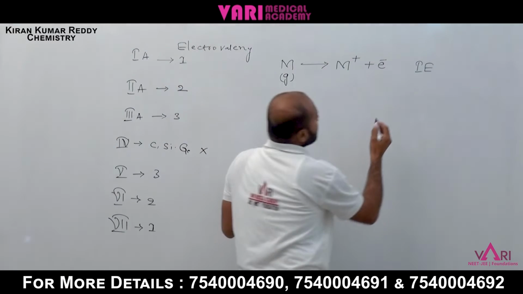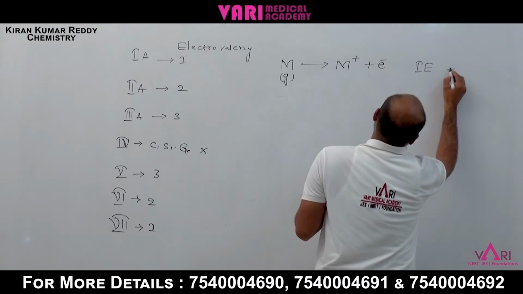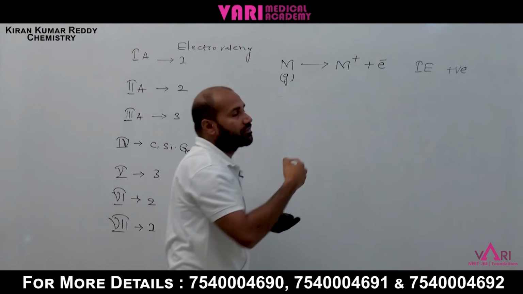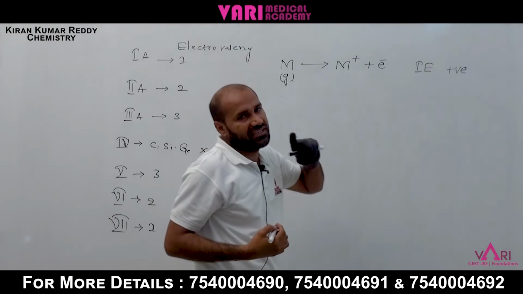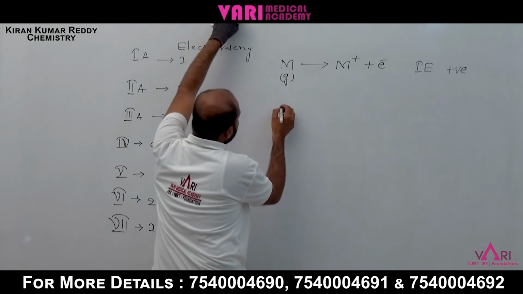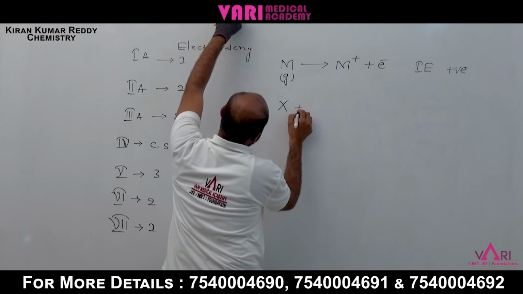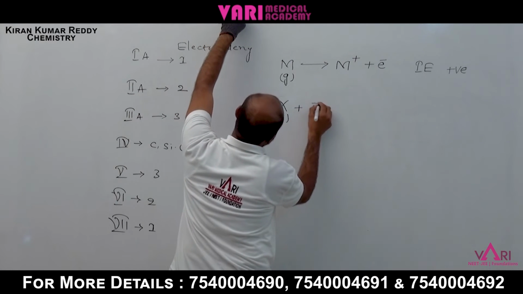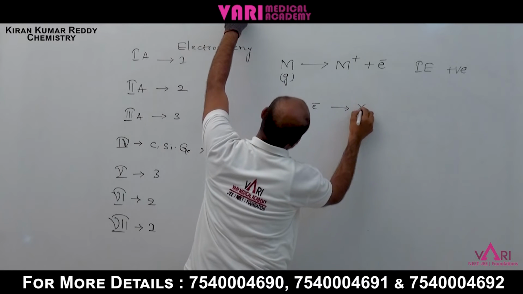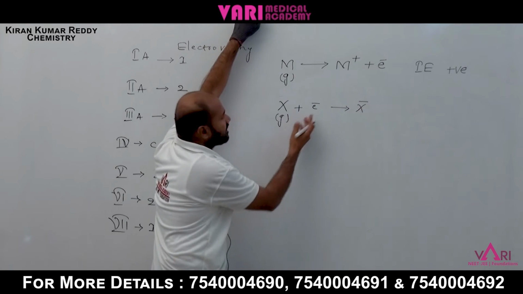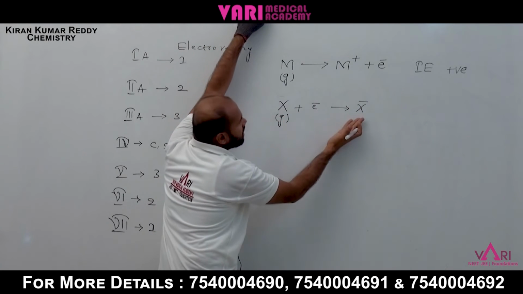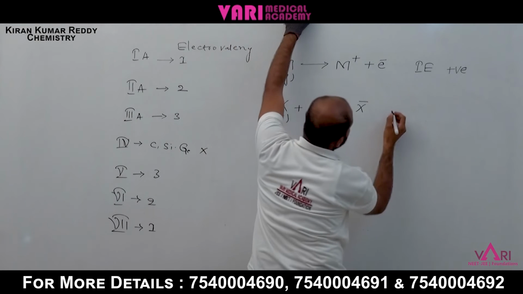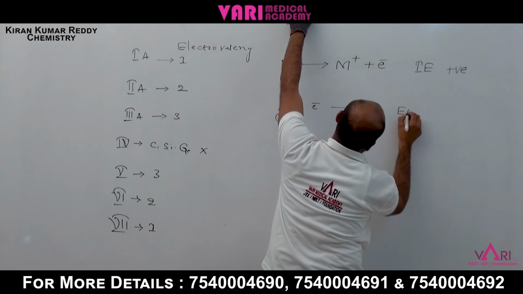Here the energy is negative, always; here it is positive. Delta H is positive because energy is absorbed, and that is called ionization energy. Now I am taking X plus, this one also gas. Now an electron is accepted to form X minus. Electron accepted means X minus; electron lost means M plus.